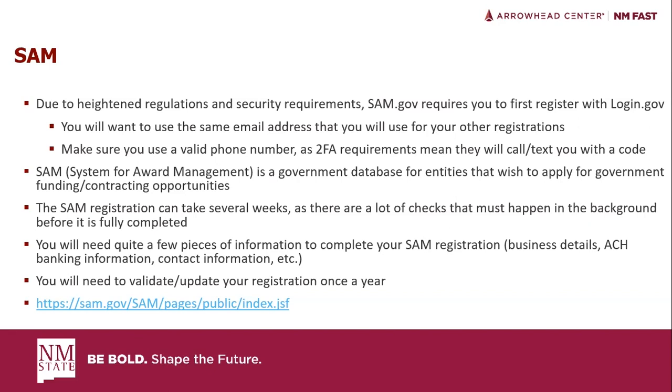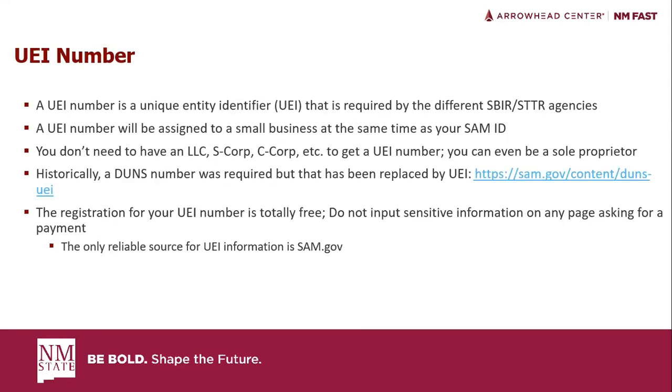There's a few additional pieces of information that you need, including your business details and any sort of banking information. You will put them in SAM.gov. So when an award is granted, you will receive money through the business and banking information you provide here. Also, make sure that your contact information is up to date. You will need to validate or update this registration at least once a year, and any additional information can be found on SAM.gov.